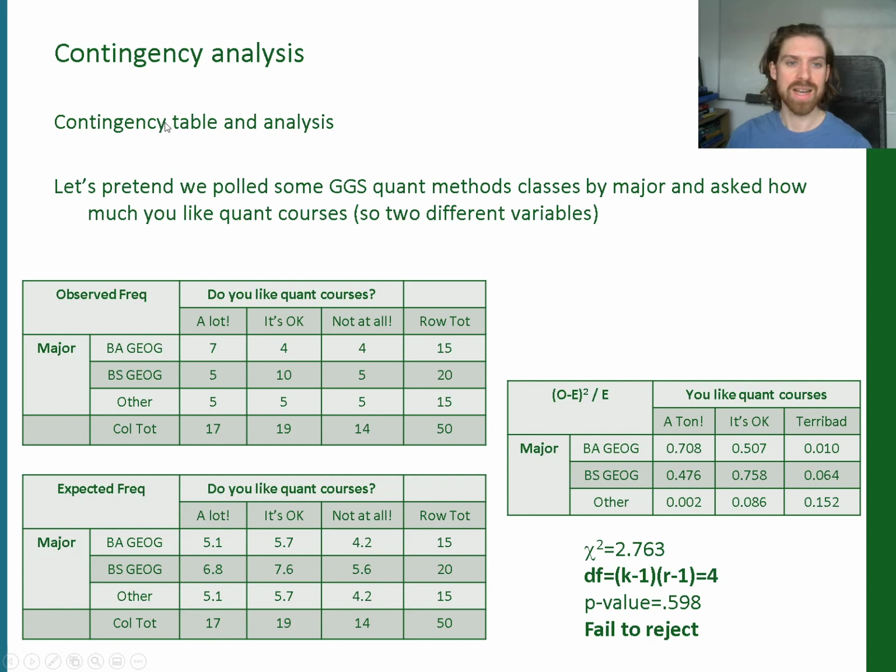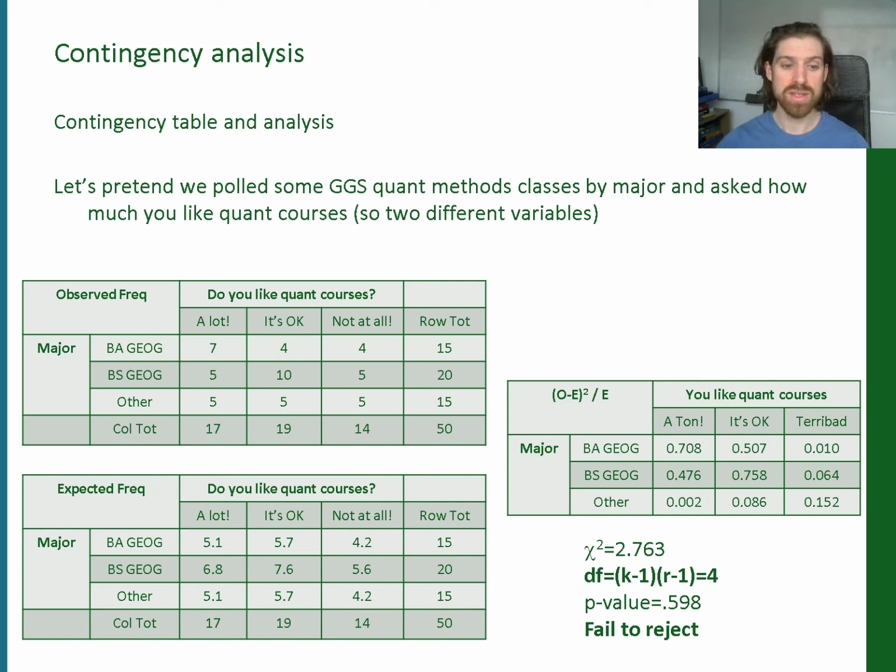So contingency analysis, let's develop a set of tables and actually carry out those calculations. Let's hypothetically pretend that we decided to poll a group of GGS quant methods students by major, and we asked how much you actually liked the quantitative courses that you were taking. So we have two different variables here: the particular major, and the degree to which you liked the quantitative courses.